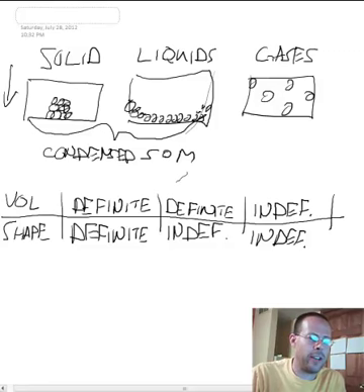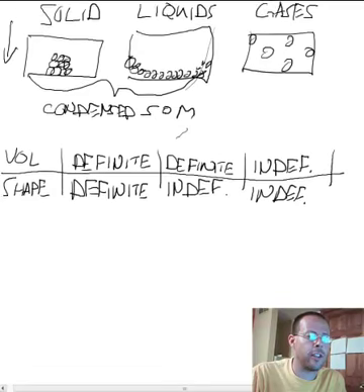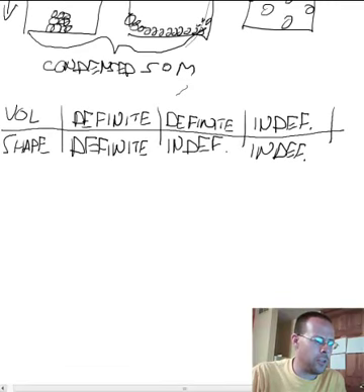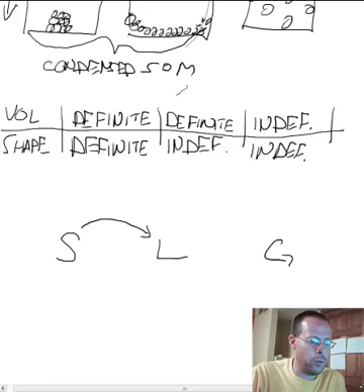The very last thing we're going to look at, as far as solids, liquids, and gases go, is just what do we call it as we go from one to the other. So I'm just going to put solid, liquid, and gas. And from a solid to a liquid, what do we call that phase change? A lot of you will know this. It is melting.